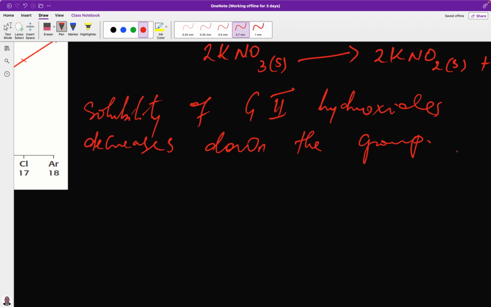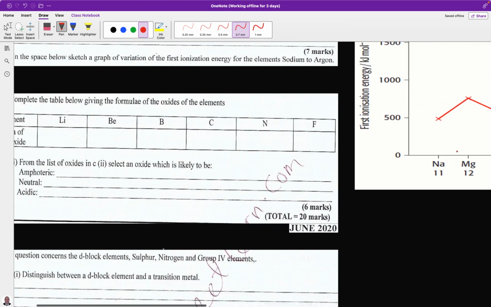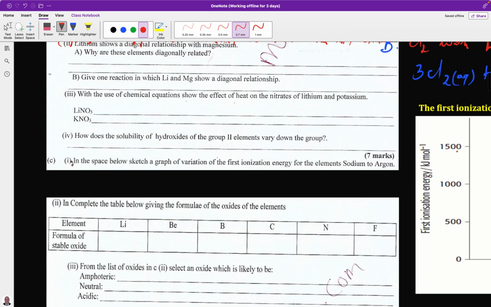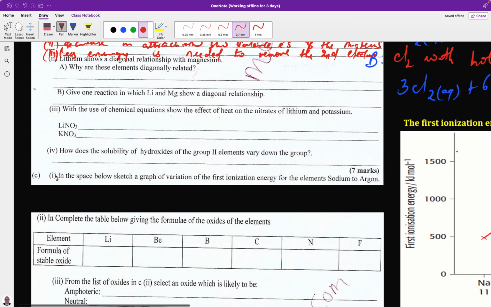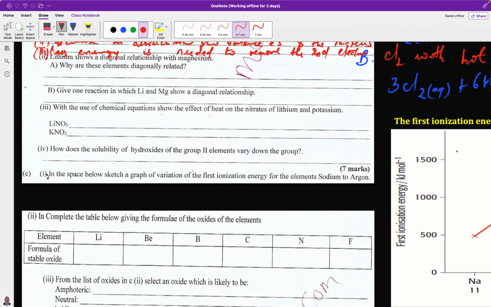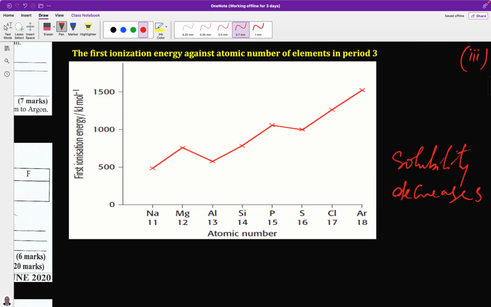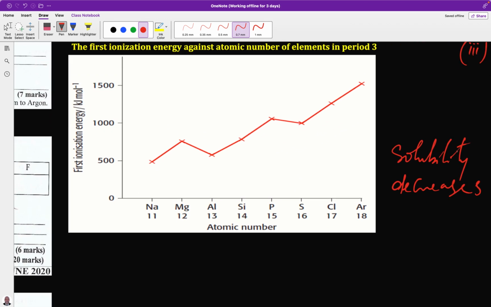Solubility of group 2 hydroxides decreases down the group. It takes us to the other side, the C part of it, which says, in the space provided, sketch a graph of variation of the first ionization energy for the elements sodium to argon. This is the first ionization energy.